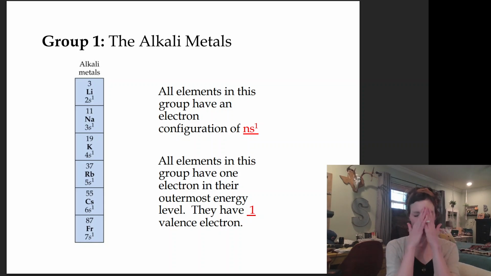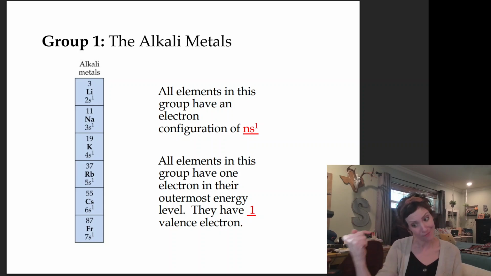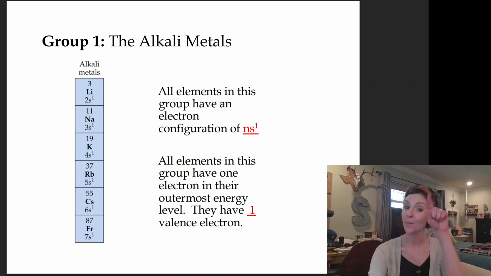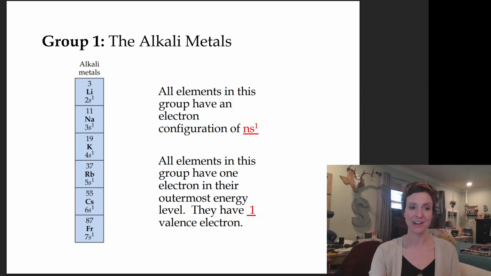But okay, let's talk about why they are all reacting this way. It is all about that valence electron. If you'll remember, each one of those alkali metals is the first element in its period. And so they will all have an electron configuration of ns1. As a result, all of the elements in that group have one electron in their outermost energy level. So we would say that they all have 1 valence electron.